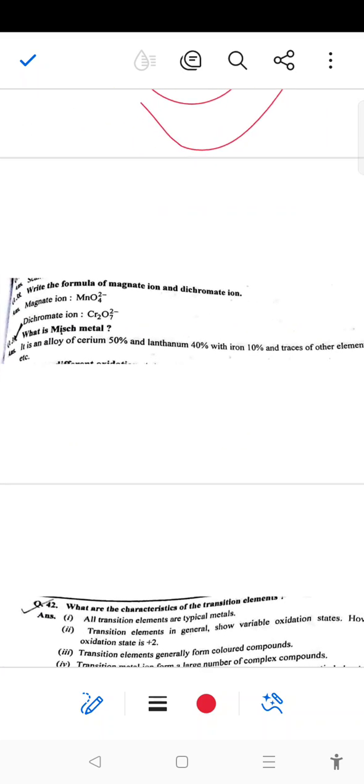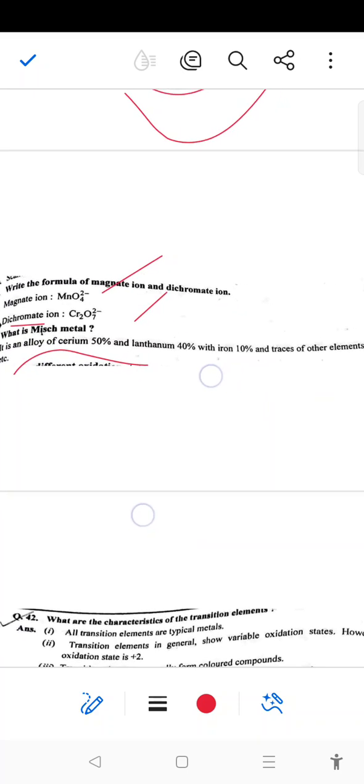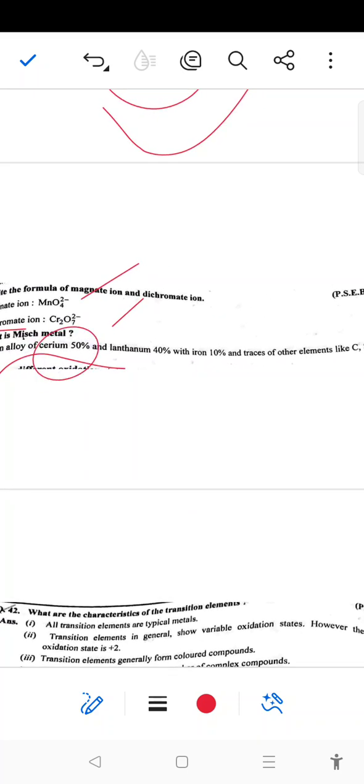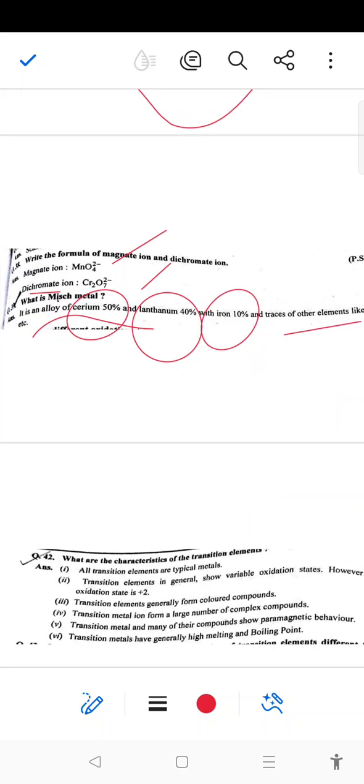Next, the formula of manganate ion and dichromate ion. In case of manganate ion, the formula is MnO4 2 negative, and dichromate ion is Cr2O7 2 negative. Next question, what is a mish metal? Mish metal is an alloy of cerium 50%, lanthanum 40%, iron 10% and traces of other elements like carbon, sulfur, calcium and aluminum. So these are the mish metals.